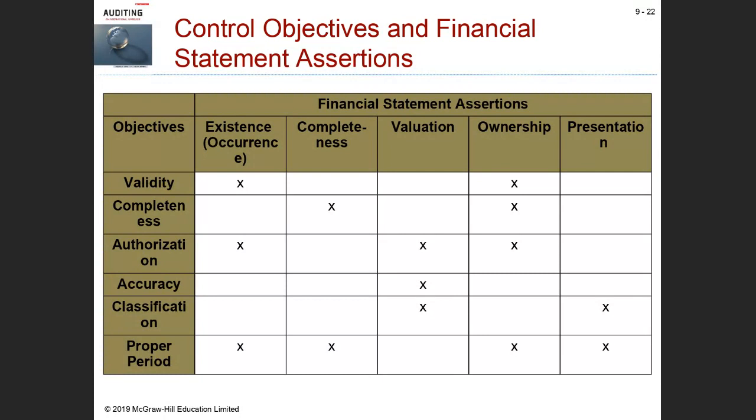So if an internal control system provides for validity of transactions, meaning that only valid transactions are recorded, that gives the auditor audit evidence about the existence of transactions in the financial statements. The auditor knows that they will only be recorded if they are valid, right? So by testing the internal control over validity, the auditor can rely on that internal control and do fewer substantive procedures over existence.